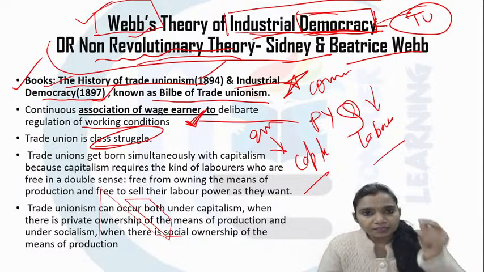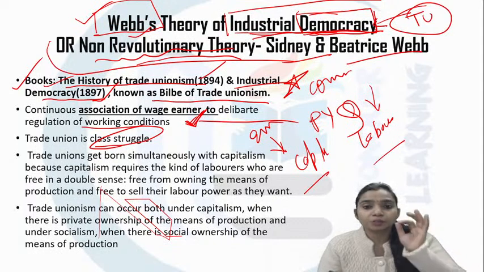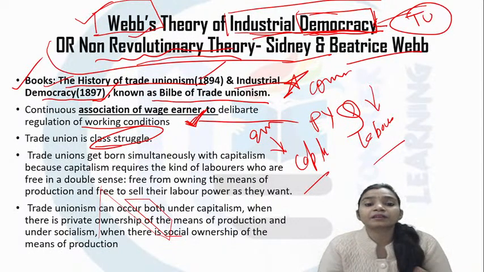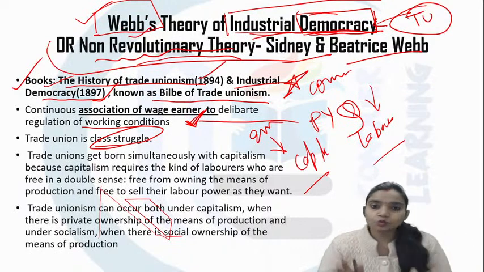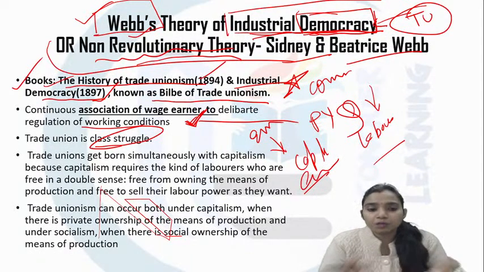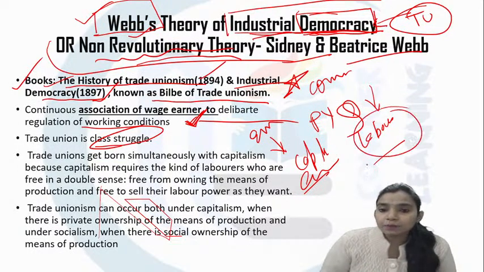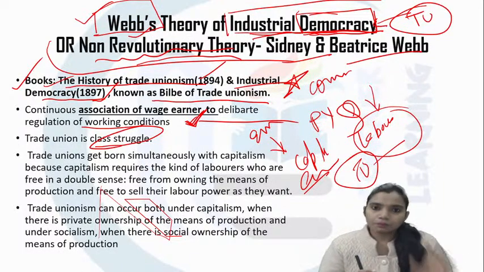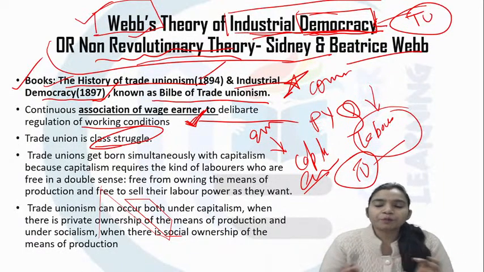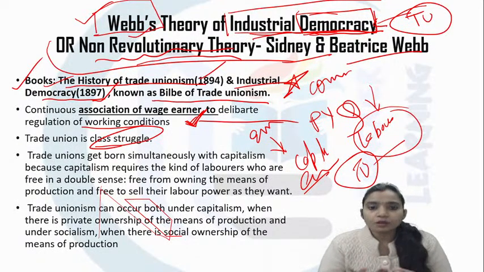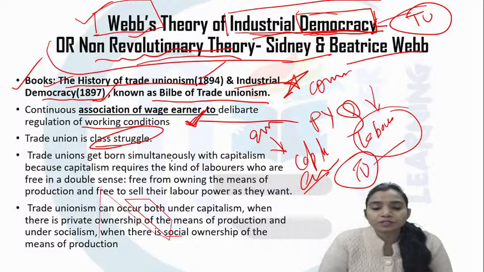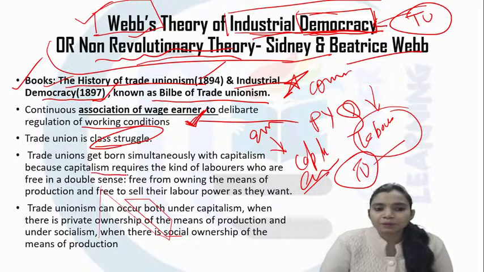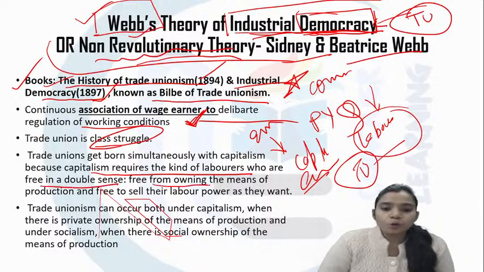According to him, the trade union is born on the day itself when capitalism came into existence. As soon as the capitalist or the employers came into existence, the term called labor or the trade union also came into existence. Reason? Again, the class struggle. Employer wants to exploit the employees, and employees want to gain maximum wages. So it was the same period. So trade union gets born simultaneously with capitalism, because capitalism requires labor who are free in a double sense, free from owning the means of production and free to sell their labor as they want.